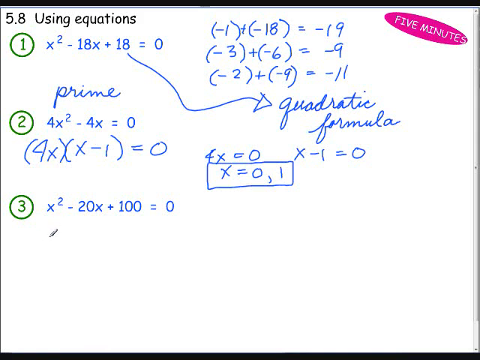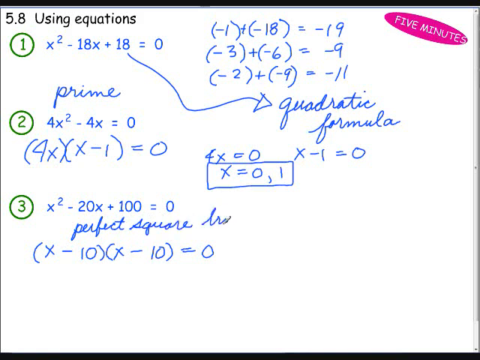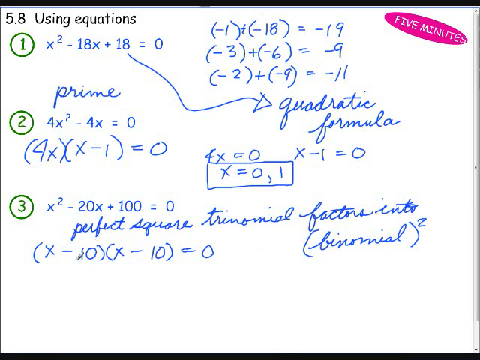How about this one? Ooh, this one looks really good. This is a perfect square. The square root of this would be x. And this is a perfect square. The square root of this would be 10. And if I say 10 times x and double it, I get 20. So here is a case of a perfect square trinomial, which will always factor into a binomial squared, which we have here, right?